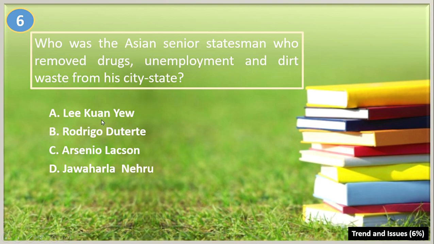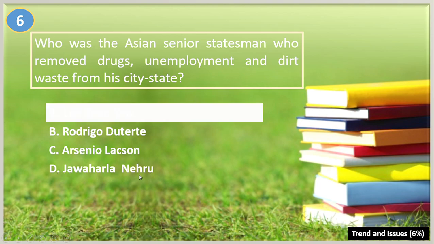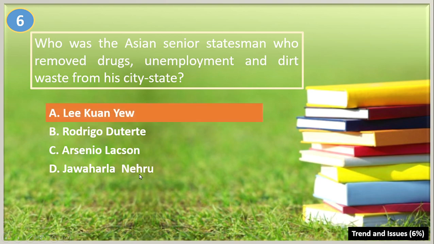Number 6, who was the Asian senior statesman who removed drugs, unemployment, and dirt waste from his city-state? A. Lee Kuan Yew. B. Rodrigo Duterte. C. Arsenio Lacson. And D. Jawaharlal Nehru. The answer is letter A. Lee Kuan Yew.